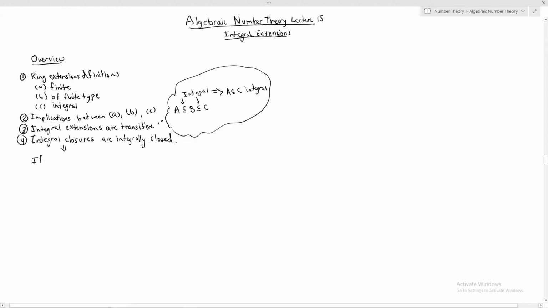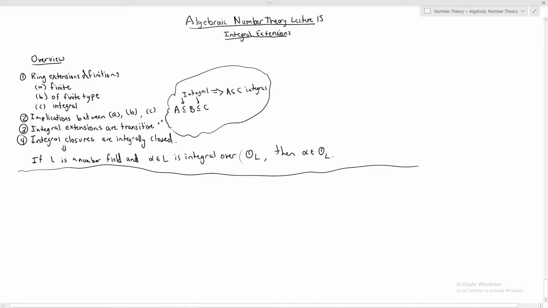Let's say I was a number field, and alpha in L is integral over the ring of integers O sub L, then alpha is in O sub L, actually. Okay. In particular, if I'm integral over the ring of integers, then I'm actually integral over Z. So that's kind of the content of 4 here. Okay, so there's our overview.